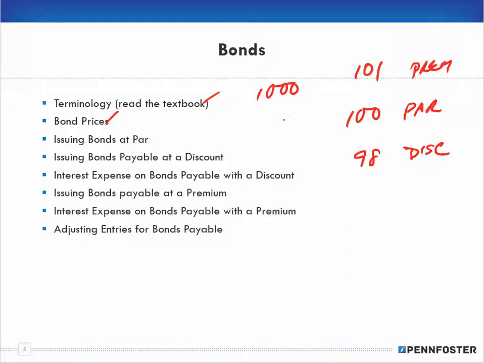Well, that's issuing bonds at par. We discussed that. I didn't show the journal entries for it because they're in the textbook. But as I'm thinking about discussing the discounts here, I think I'm just going to briefly go over those journal entries for issuing bonds at par. But in this video, we're going to primarily focus on issuing bonds payable at a discount and how to handle the interest.